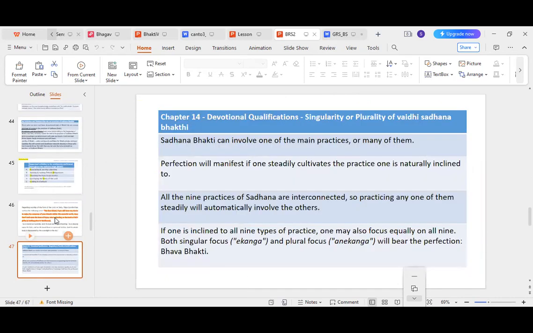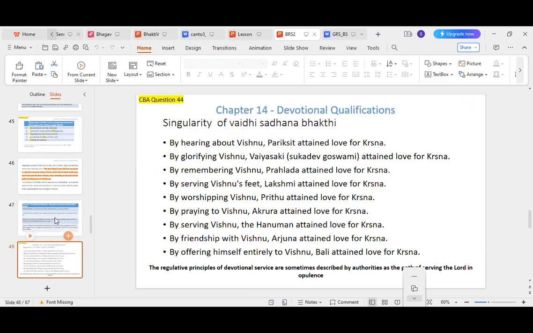So what is meant by singularity or plurality of Vaidhi Sadhana Bhakti? Sadhana Bhakti can involve one or many processes. Generally, Ekanga or Anekanga: Anekanga means all nine practices, the Navavidha Bhakti, combined together, or you can focus on one. So either way, it is plurality in singularity. Similarly, singularity in plurality means you can focus on one particular thing.